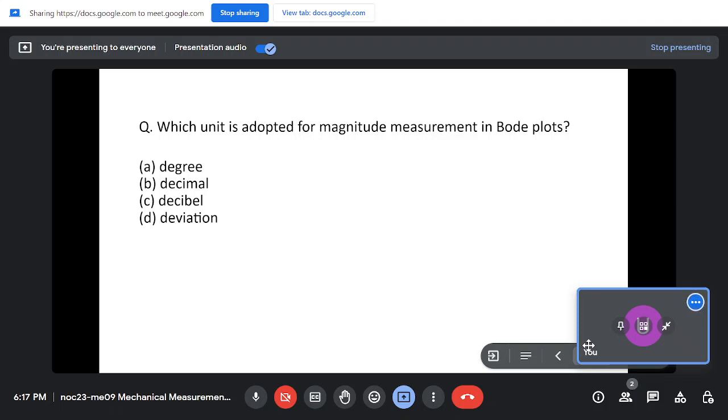I repeat, they have been asked what is the unit used in Bode plots for magnitude measurement, and the options are degree, decimal, decibel, and deviation. So we know the answer is option C, decibel.